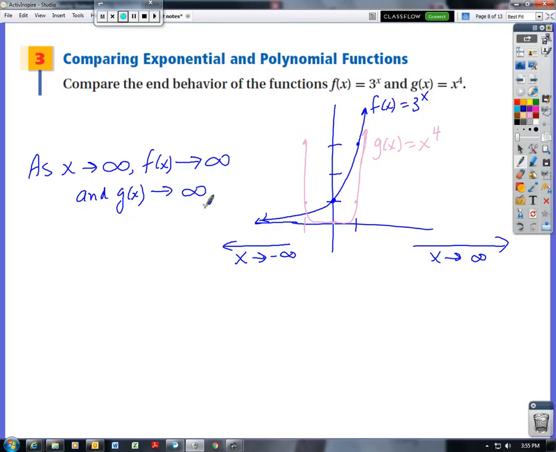We also have to discuss and consider the left-hand side. So as x, whoopsie, that's supposed to be an x. Here, x approaches negative infinity, what is f of x doing?